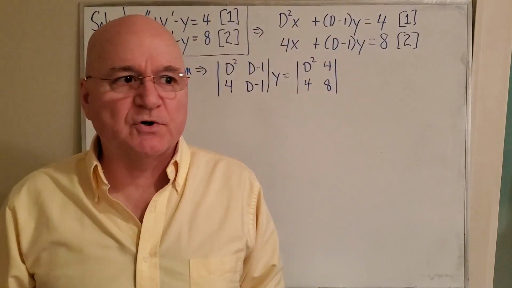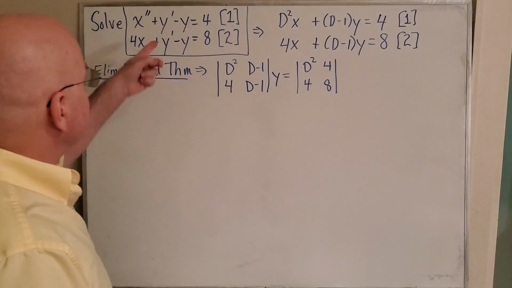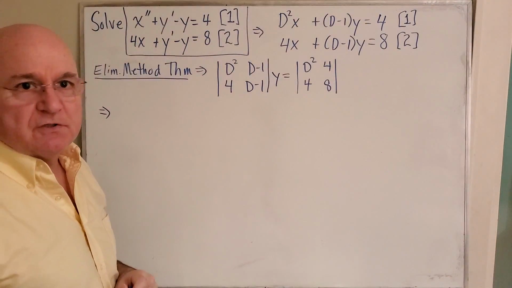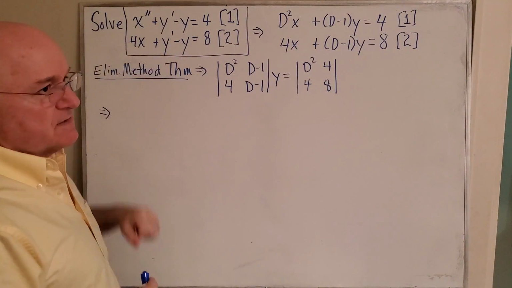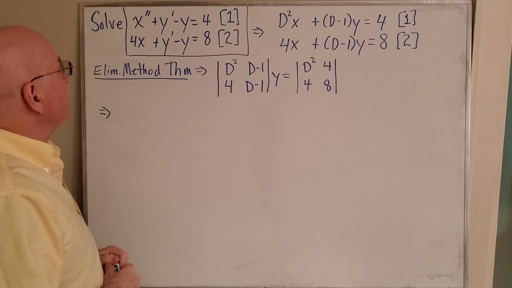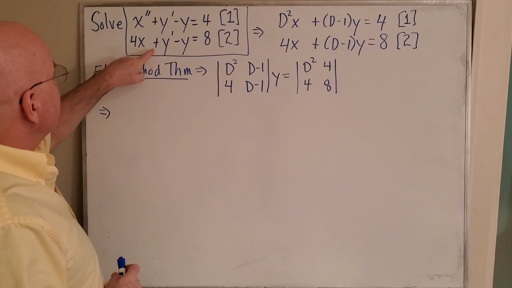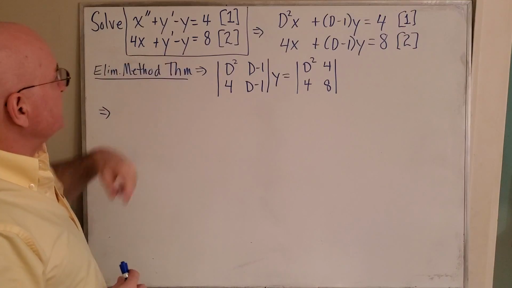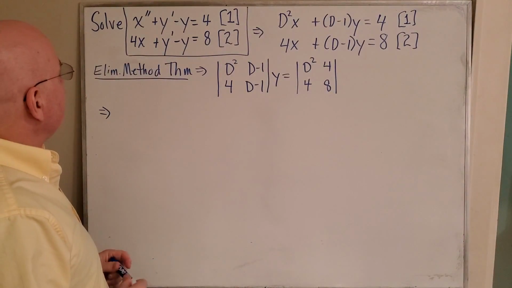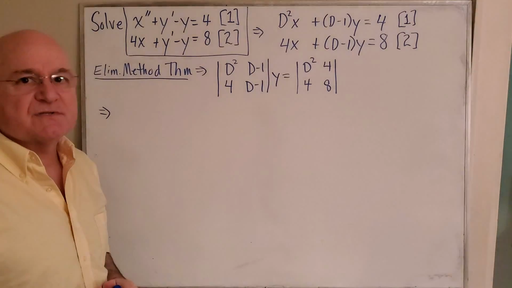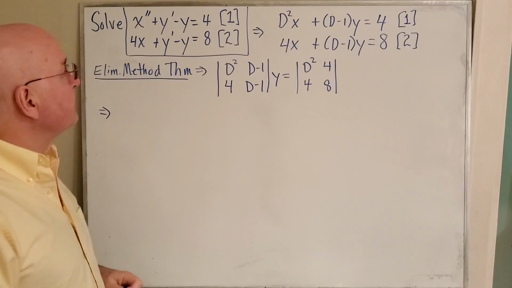In this example, we're going to again use the elimination method theorem to solve this system of two linear differential equations. X double prime plus y prime minus y is 4. That's equation number 1. 4x plus y prime minus y is equal to 8. That's equation number 2. So one thing, if I were to ask you right now, how many constants are we allowed to have, or parameters, in the solution?